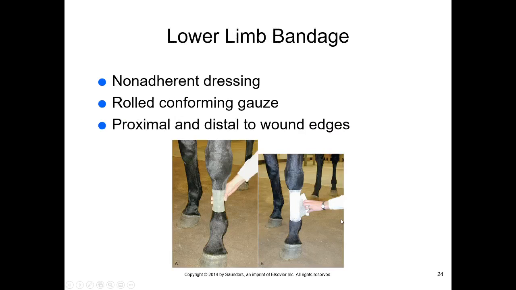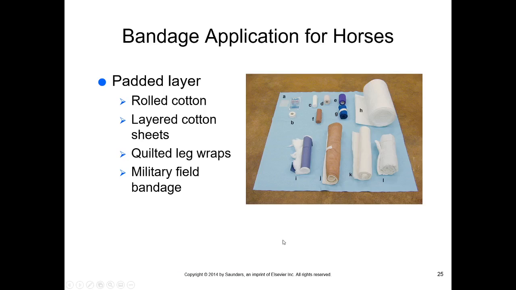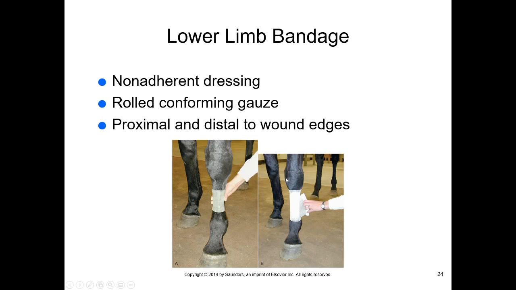Here's a non-adherent dressing over top of a wound, like a Telfa pad that's not going to stick to the wound. So we can allow granulation tissue to grow unmolested. And then we're going to roll some conforming gauze and go up and above and below the wound edges. And then we're going to immobilize that. So we're going to go up above the carpus and down below.